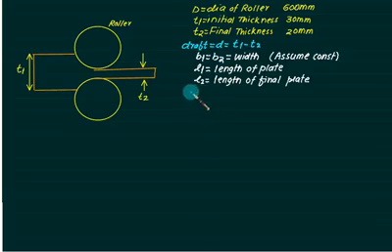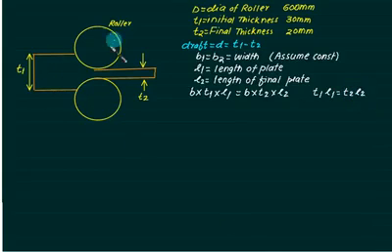So what is the cross section? B multiplied by T1 multiplied by length L1 must equal B multiplied by T2 multiplied by L2. You see B is constant, so we can say T1 multiplied by L1 must equal T2 multiplied by L2. We have a strip like this, and we are reducing the strip to a final thickness T2. And no external force is applied.